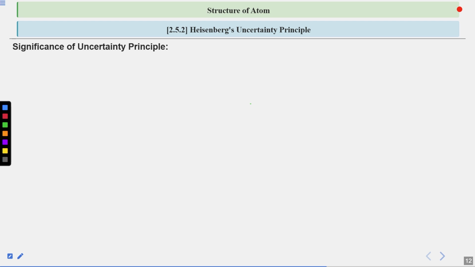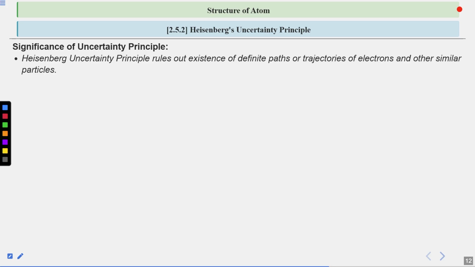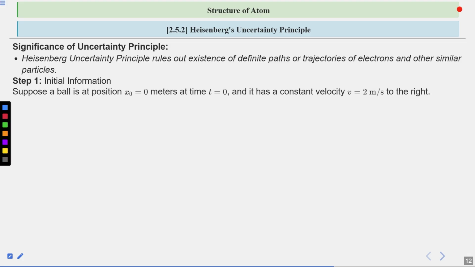Now, what is the significance of this uncertainty principle? First is that if you are aware of the position and velocity at the same time, you won't be able to detect the trajectory of the electron or the path of the electron. So this is very, very important. How do we understand it? Suppose we are taking a system, we are taking a ball. Now its initial position is 0, at time t equals 0, and its initial velocity is 2 meters per second. So these are the initials of the given ball.